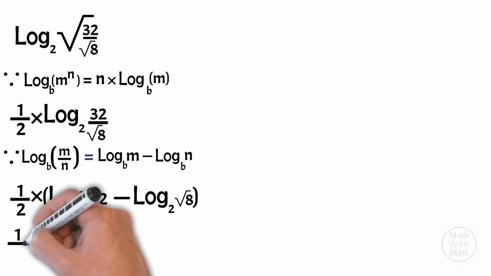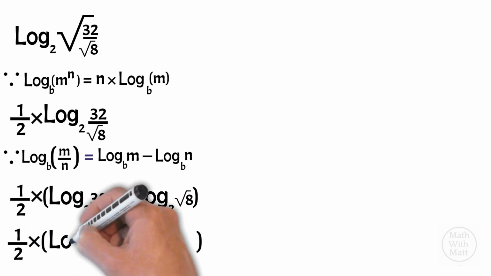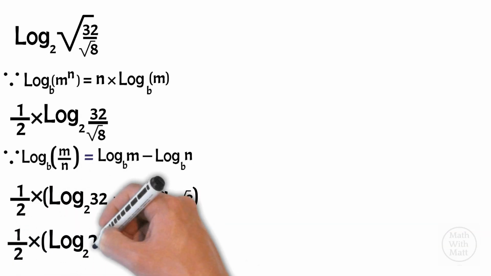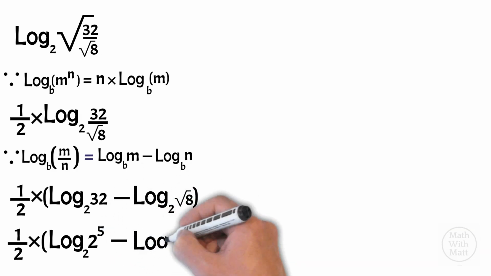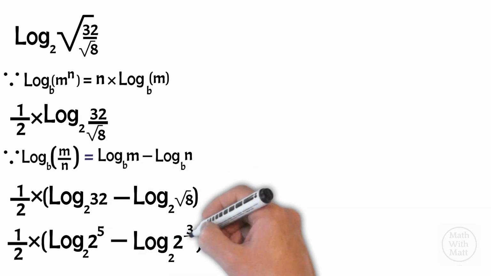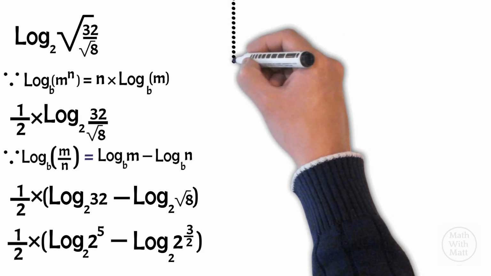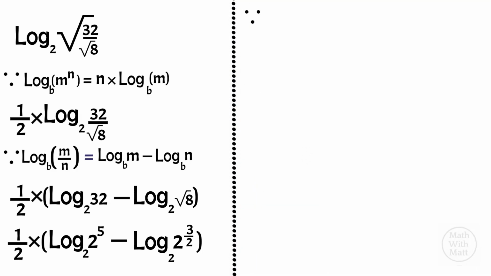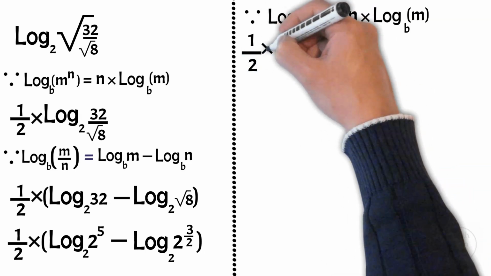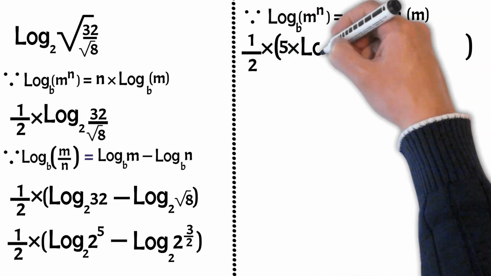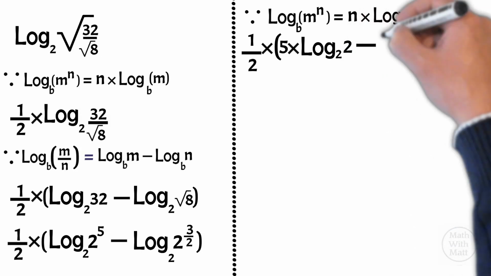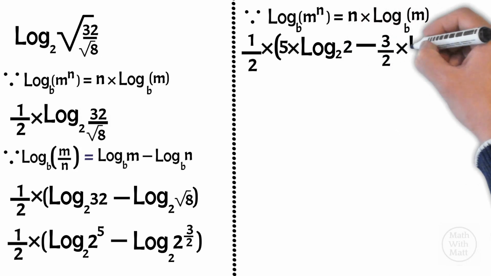Here we see that 32 is the result of 2 power 5, and 8 is a result of 2 power 3. So the root of 8 becomes 2 to the power 3 by 2. And then apply the log of power again. And we get 1 upon 2, multiplied to whole of 5 times log to base 2 of 2, minus 3 upon 2 times log to base 2 of 2.